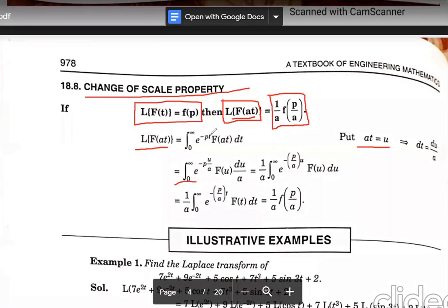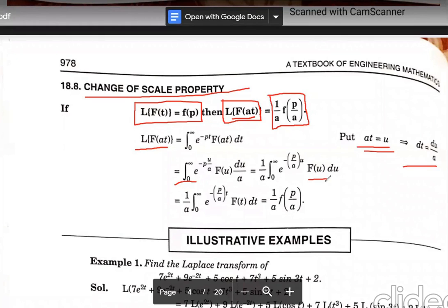So e to the power minus pt. T means here u by a. So t is u by a, f of, and at is equal to u, and dt is equal to du by a. So this 1 by a, you can take it outside. So 1 by a, 0 to infinity, e to the power minus p by a into u, into f of u du. Then again just use the properties of definite integral.